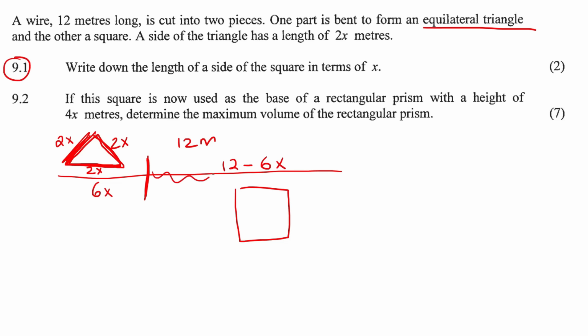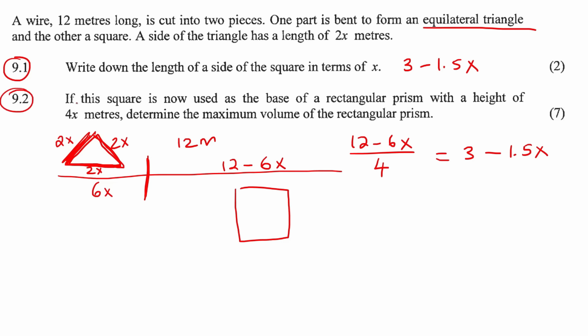Well, this entire length is 12 minus 6x, and that has to be made into 4 sides of the square. So we are going to have to take 12 minus 6x and then divide that by 4. And that's going to end up giving you 12 divided by 4 is 3, and then 6 divided by 4 is 1.5, so 1.5x. Okay, so we've got that as 3 take away 1.5x.